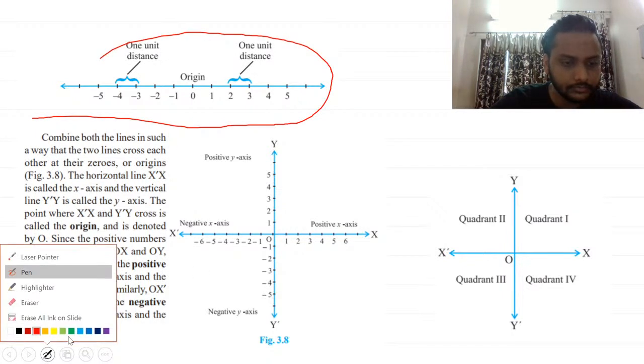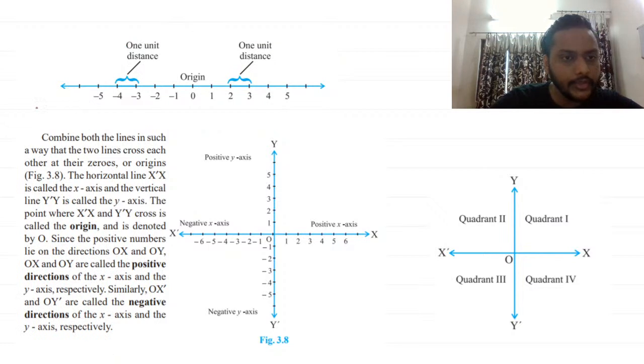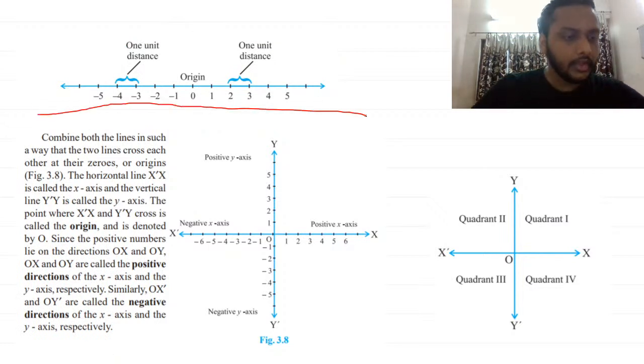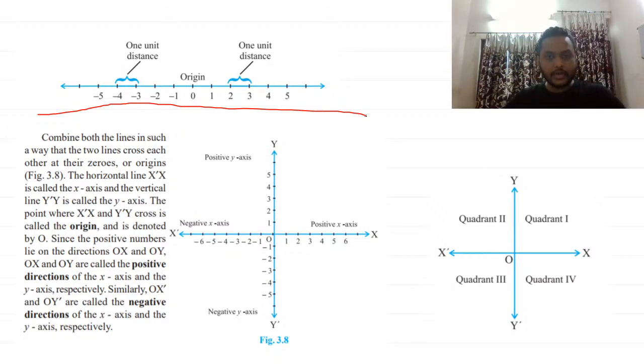This is the kind of number line that we have, right? Now when I'm talking about this number line, guys, you need to understand one thing: I just take this number line as a vertical line as well, like this. Okay, so when I'm having this vertical line, I'm gonna put it over here.